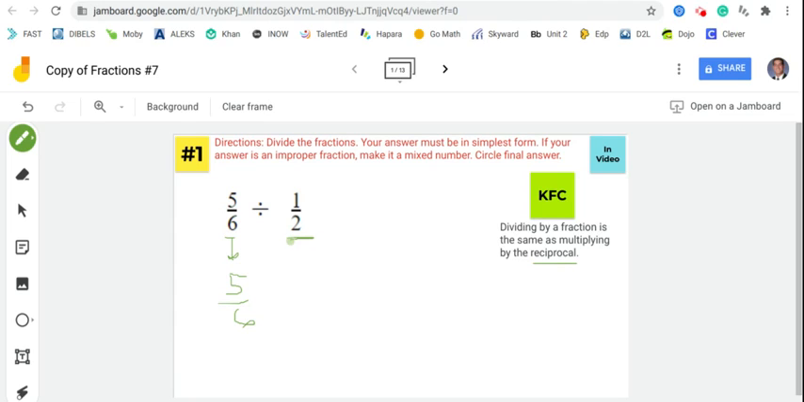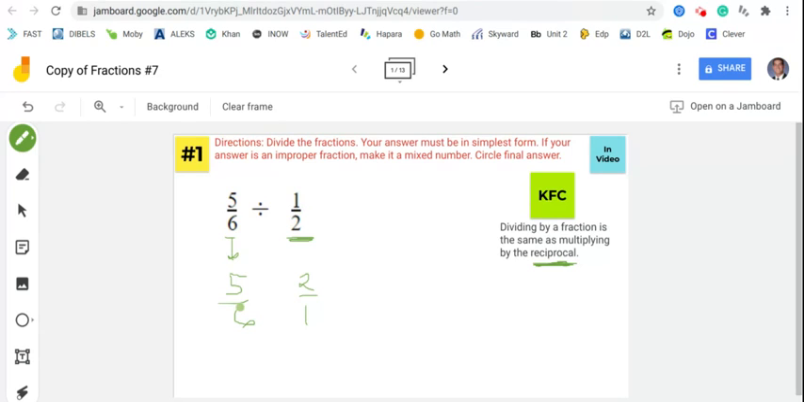So this second fraction right here, 1/2, I'm going to flip it. So the bottom number will go on top, and the top number will go on bottom. So instead of being 1/2, it's going to be 2/1. Okay. And what I just did right there by flipping the fraction, that is called taking the reciprocal. So what is the reciprocal of 1/2? 2/1 or 2. I could also go backwards. What's the reciprocal of 2? Well, the reciprocal of 2 would be 1/2.